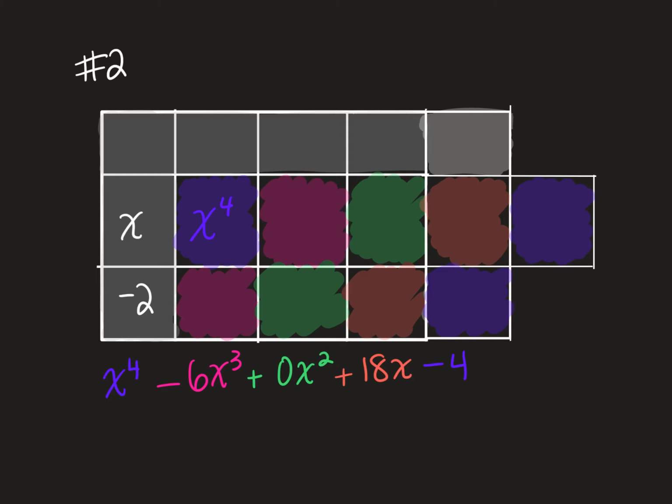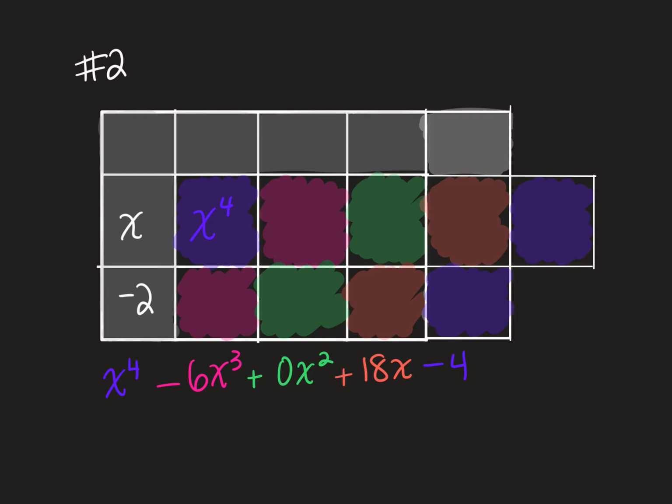Okay, let's try number 2 here. Once again, I've got it set up. I want to point out something really important here, though. In the original problem, you did not have an x squared term written. So that's what I wanted to make sure I filled in here as a placeholder so that I know that I do have to account for that in the division process.